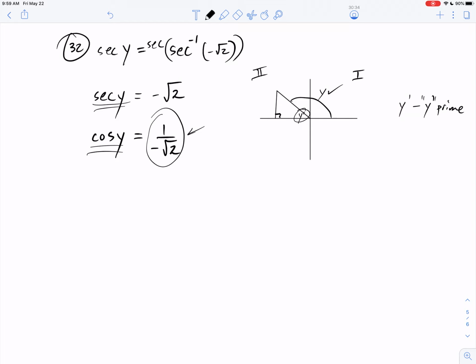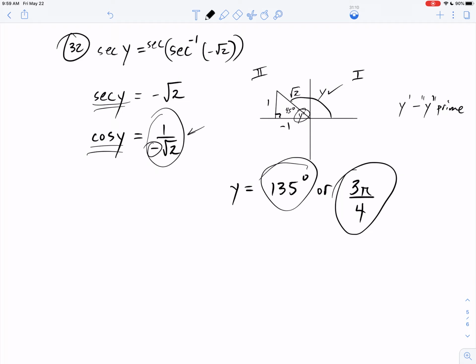I can label it. I could say adjacent over hypotenuse. But wait, it's a negative. I could put the negative right there because it would make sense. Adjacent over hypotenuse. And then I'd say, oh, well, this must be a 1. That makes this a 45-degree angle in here. Or the angle they're actually looking for then would be a 135-degree angle. Or, if they wrote it in radians, 3 pi over 4. So just be on the lookout. Some of the questions will say write your answers in degrees. Some will say write them in radians.